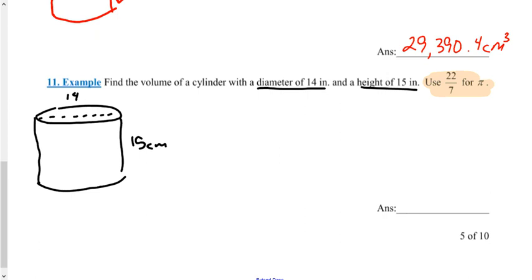Okay? So what I know is if I have a diameter, I probably better use the radius because my volume is equal to pi, which I'm going to use 22/7, r squared. My r in this case is 7. The radius is half of 14 times the height. Okay, so 22/7 times 7 squared times 15.